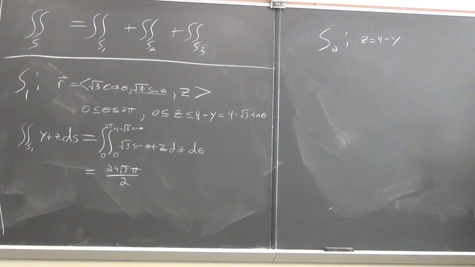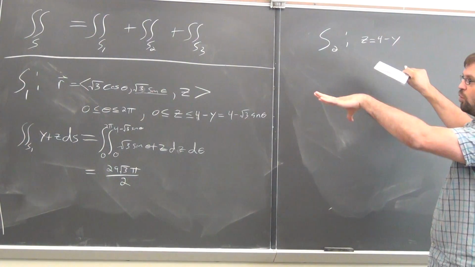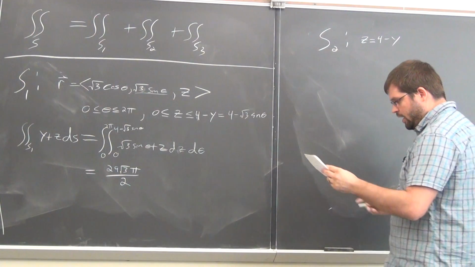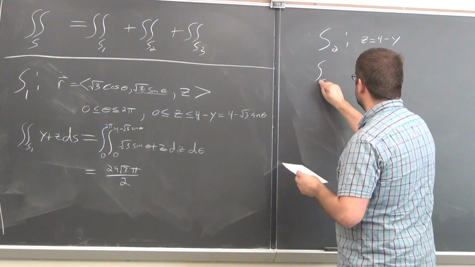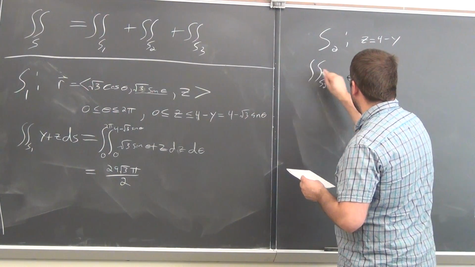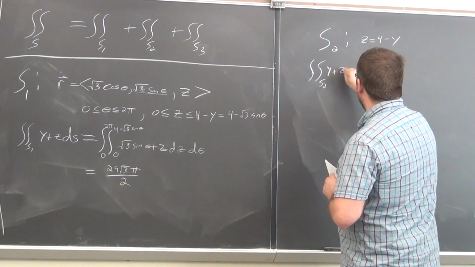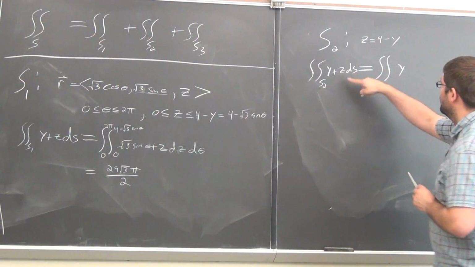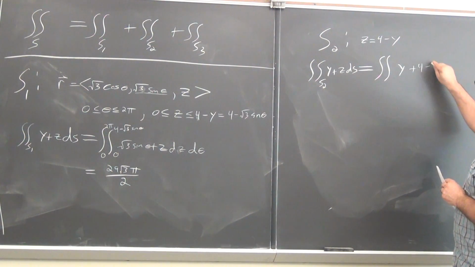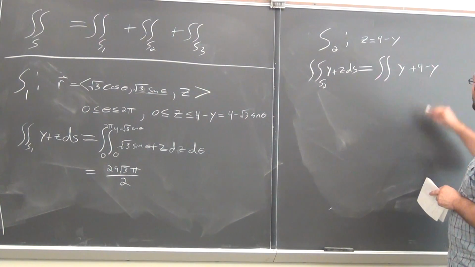So anyways, there's our parameterization. This time you're looking at z as a function of x and y. Let's come back to that in a second, and I'll just set this up. So this thing becomes the surface integral over S2 of y plus z dS. So now you are on this surface. Now you can replace that with 4 minus y, right?